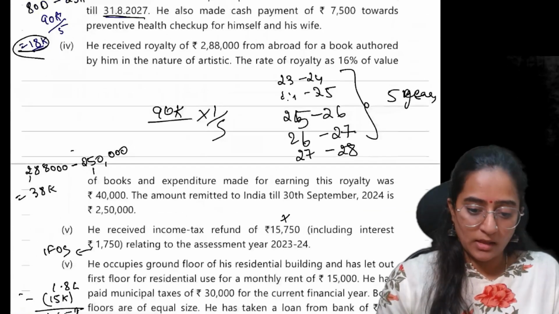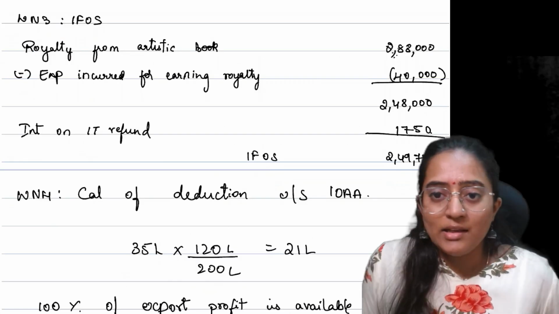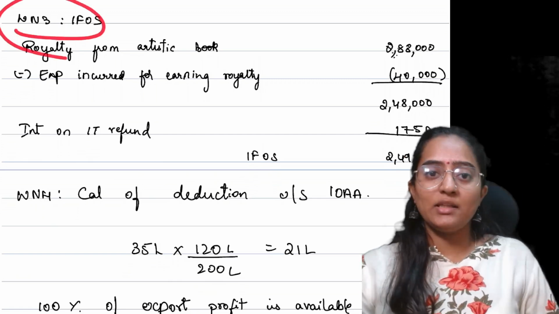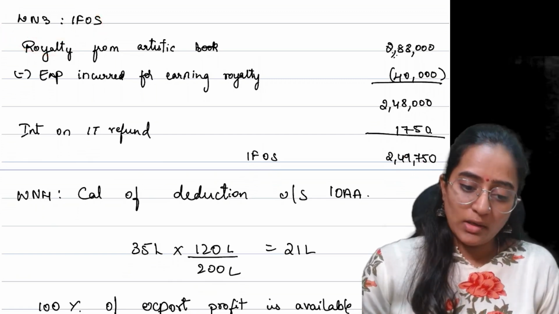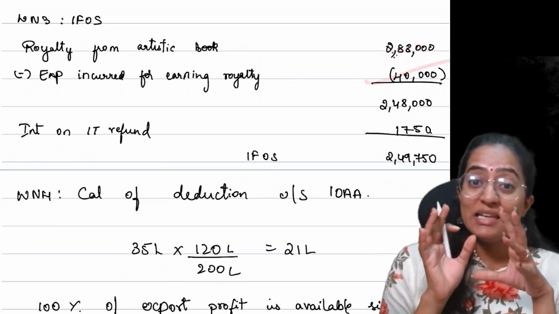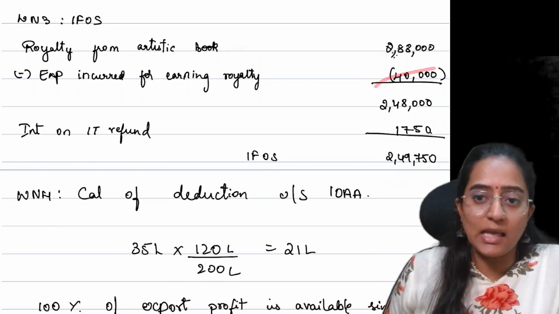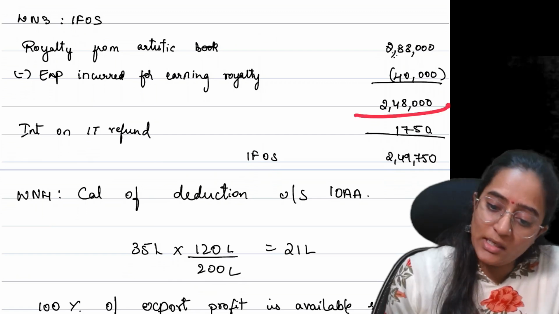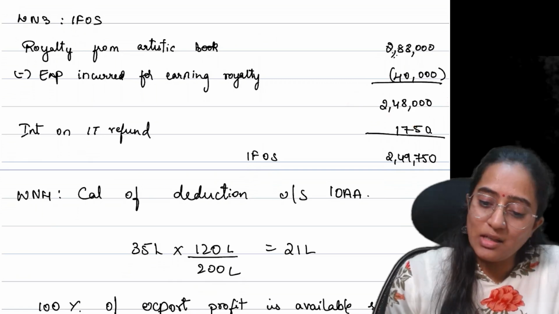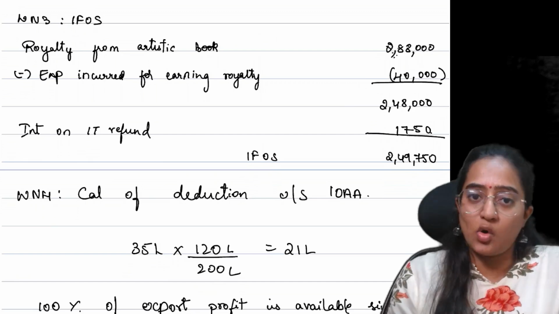See now, how you would consider your royalty amount. In case of your royalty income, people, see here the working note number three, that is income from other sources. Royalty from this artistic book is 2,88,000. Out of this, expenses incurred for earning this royalty income are 40,000, which is allowed as per income tax. The remaining amount is 2,48,000, which is your total income that would be taxable under the head income from other sources for this royalty income.